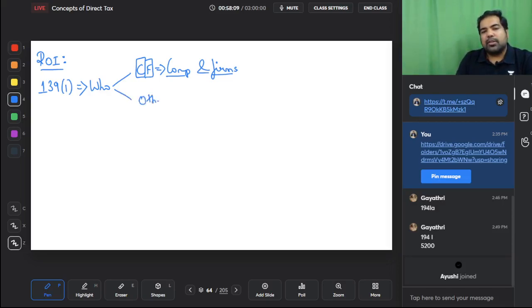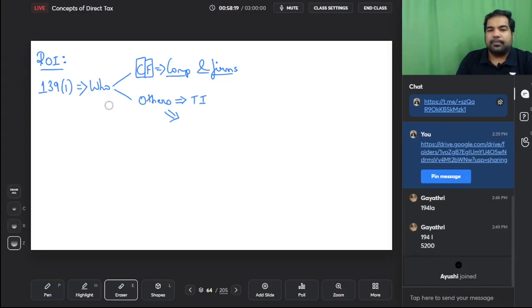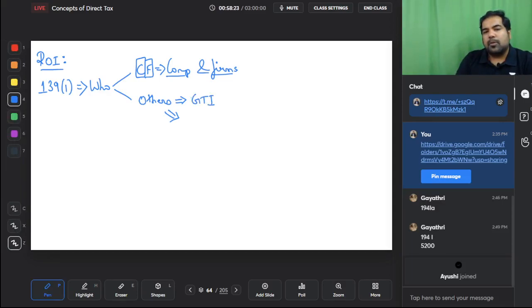And for the others, they need to file it in 2 cases. One, if their gross total income plus 54 series exemptions is greater than basic exemption limit.